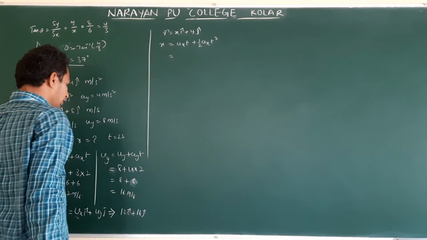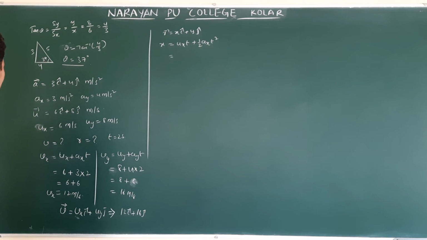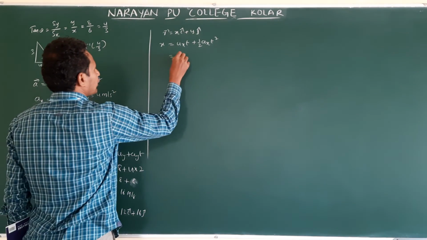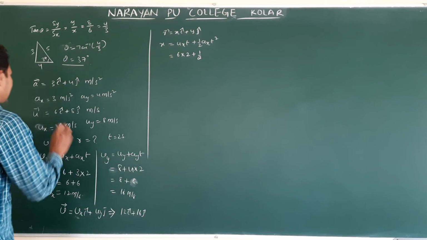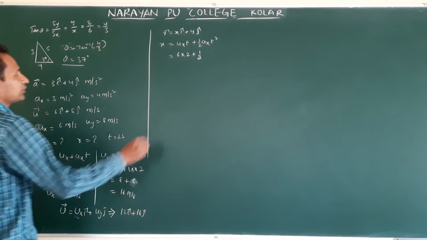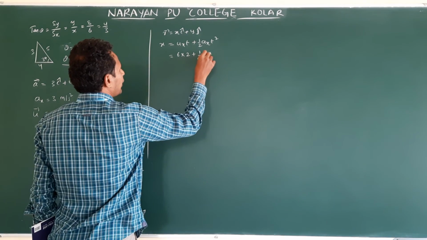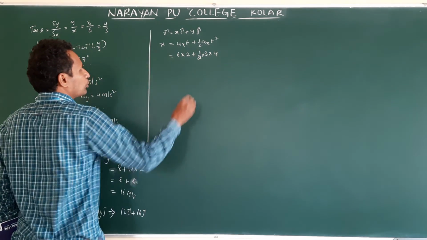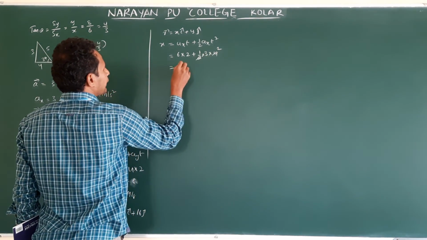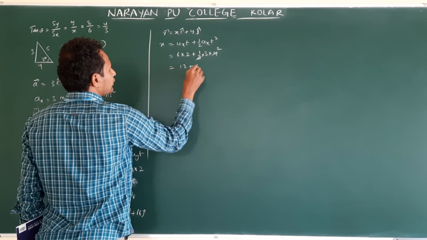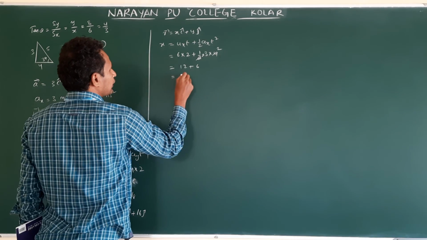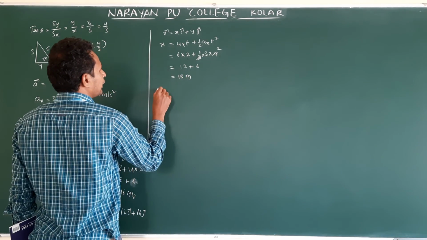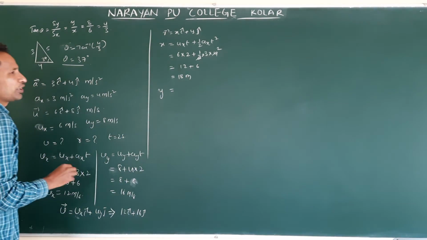Then ux is what? Initial velocity along x direction, 6. What is the time given? 2. Half into, what is the ax? Acceleration along x direction, 3, into time given 2 square, 4. The 2's cancel. This is 12 plus 6. 6 into 2 is 12, 3 into 2 is 6. 18 meters.